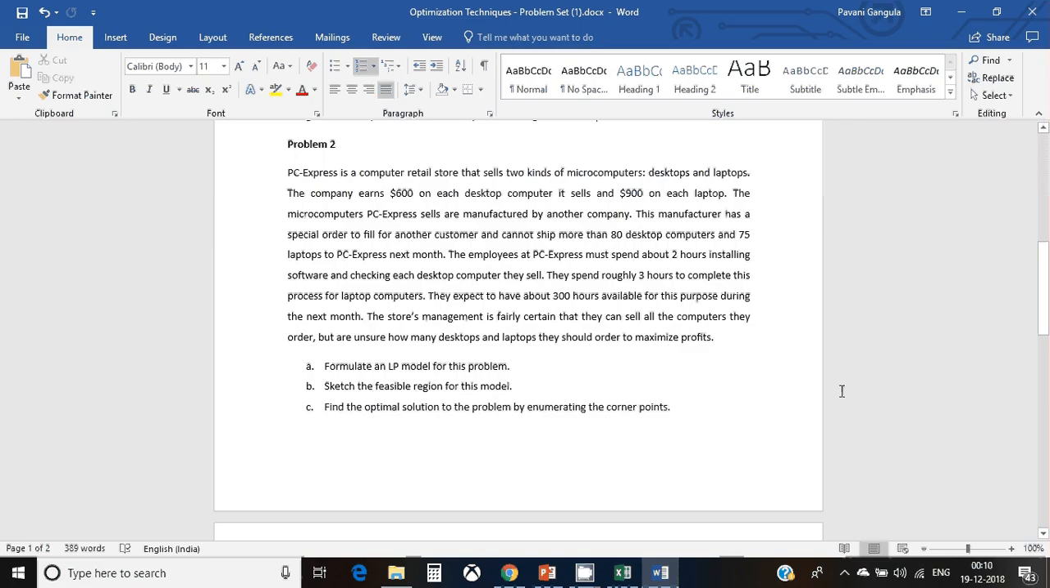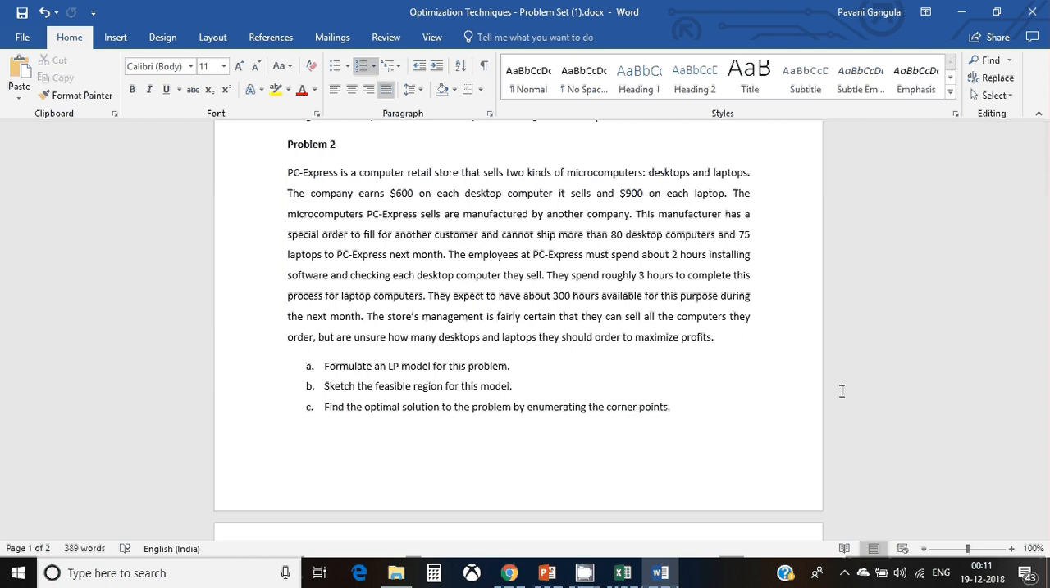PC Express is a computer retail store that sells two kinds of microcomputers, desktops and laptops. The company earns $600 on each desktop computer it sells and $900 on each laptop. The microcomputers PC Express sells are manufactured by another company. This manufacturer has a special order to fill for another customer and cannot ship more than 80 desktop computers and 75 laptops to PC Express next month.